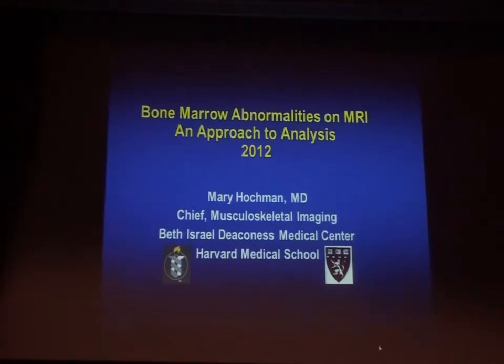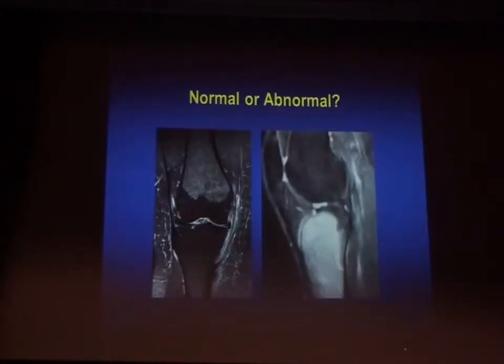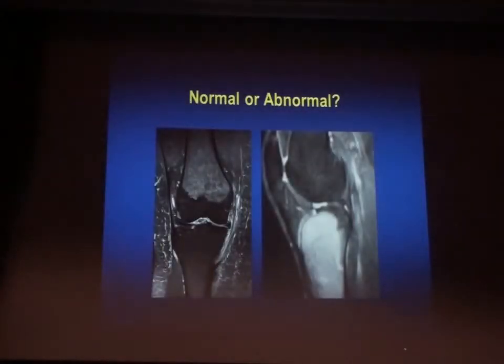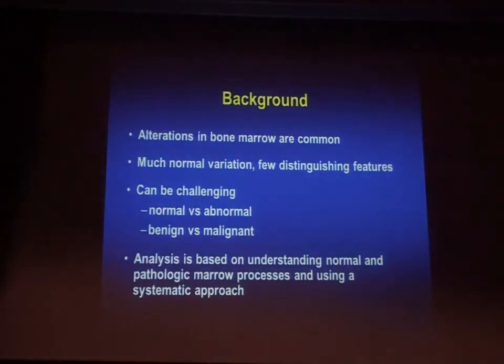I'm going to be speaking this morning about bone marrow abnormalities on MRIs and an approach to analyzing them. Whether or not you're a musculoskeletal radiologist, if you're looking at MRIs, you've had the experience of looking at bone marrow and trying to decide if it's normal or abnormal. And alterations in bone marrow are common, and there's much normal variation, and there aren't a lot of distinguishing features that can help you decide whether something's normal or abnormal, whether it's benign or malignant.